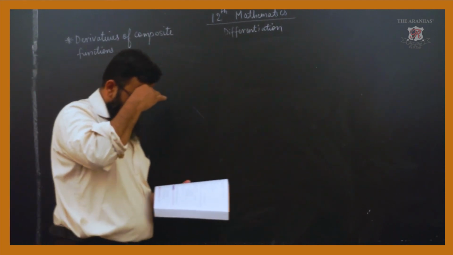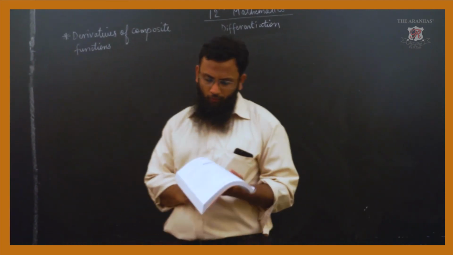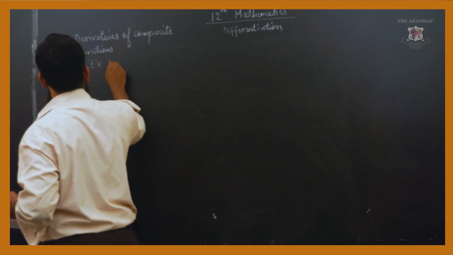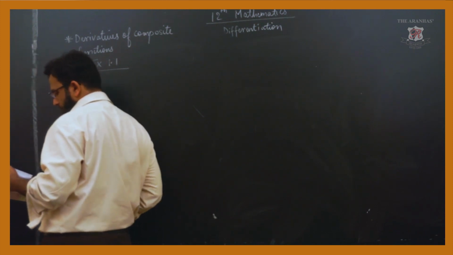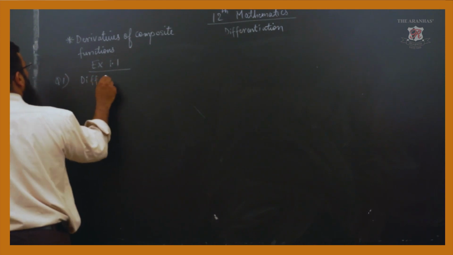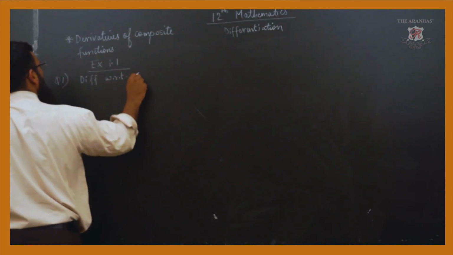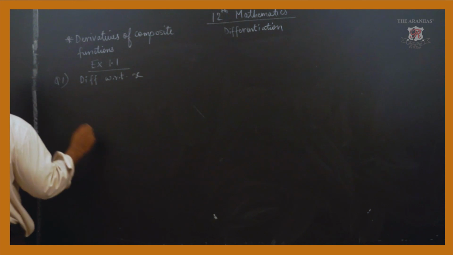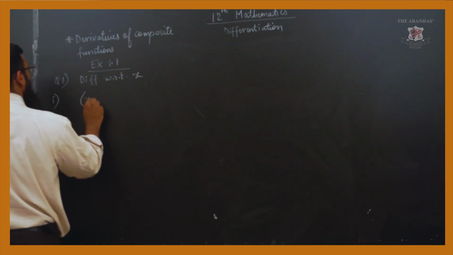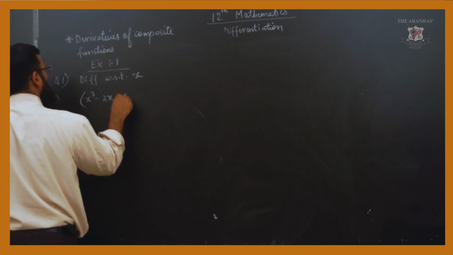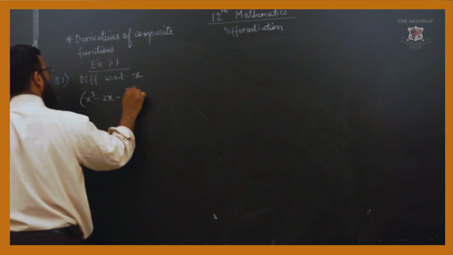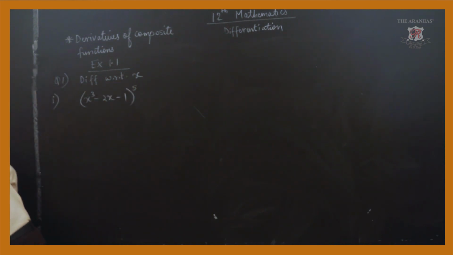Let us see exercise 1.1. In that, question 1 is: differentiate with respect to x, and they have given the first question as (x cubed minus 2x minus 1) raised to 5.